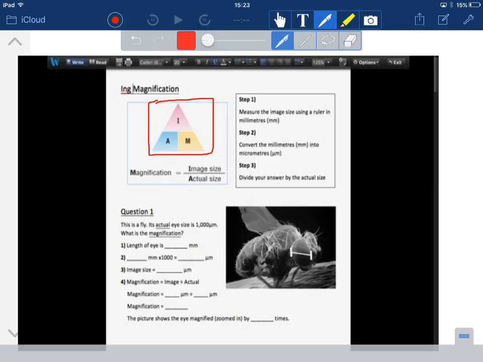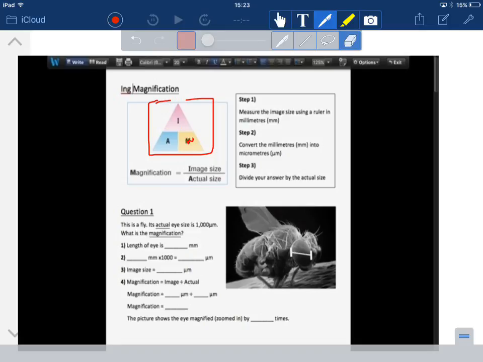With these triangles, I hope you know that you just cover up the one that you are looking for and then read off the other two. For example, if I was to look for the image size, if I covered up image, I'm left with A and M. So the image size is, because they're on the same line, the actual size times the magnification. If I wanted to look for the magnification, I would cover up magnification and I'd be left with the image size over the actual size. And you can see there, that's what it says below.